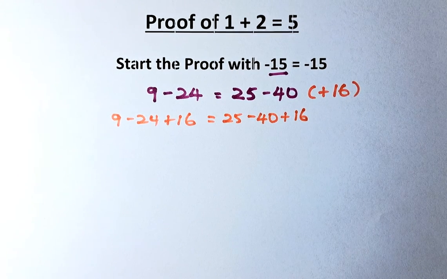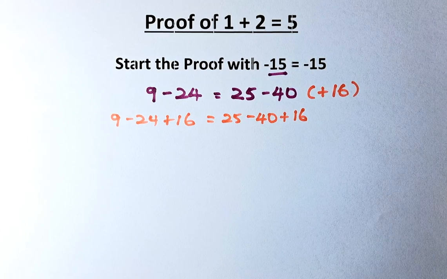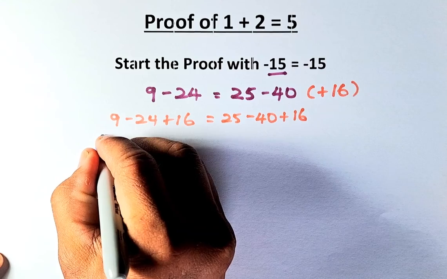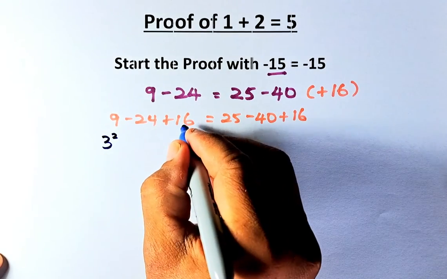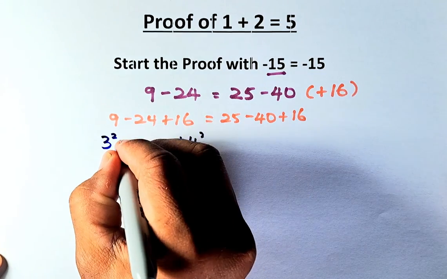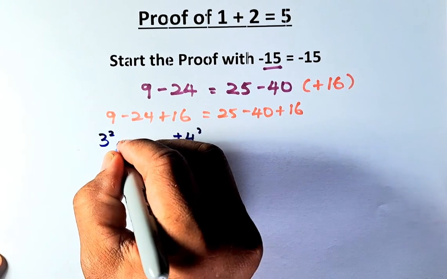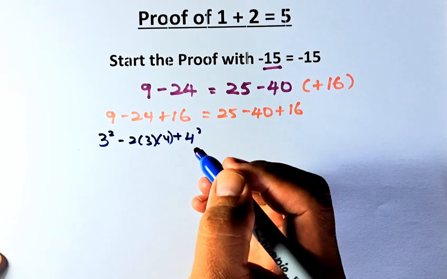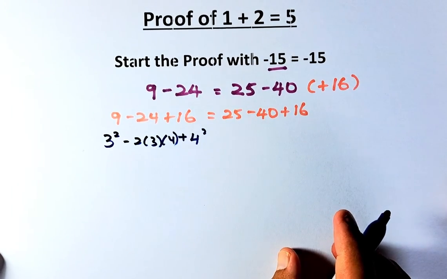Now we are going to simplify that equation into two different parts. 9 is the same as 3 squared, and 16 is 4 squared. And in between, 24 we can say is minus 2 times 3 times 4. This is based on this equation.